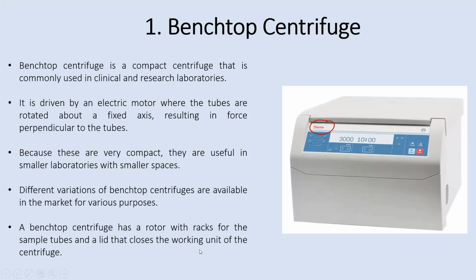A benchtop centrifuge has a rotor with racks for the sample tubes and a lid that closes the working unit of the centrifuge. So this is your lid. It is not an open centrifuge. Mostly all the centrifuges have a lid these days. It's to avoid accidents. It is also because you do not want any contamination to fall in. It is also because when it moves, it makes a lot of sound, so when you close the lid, it is less of a disturbance.